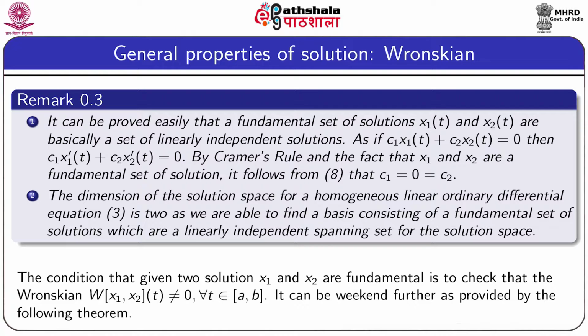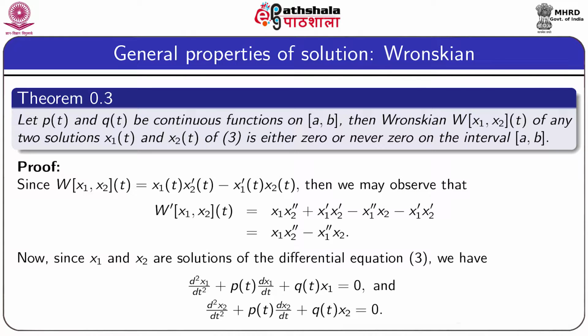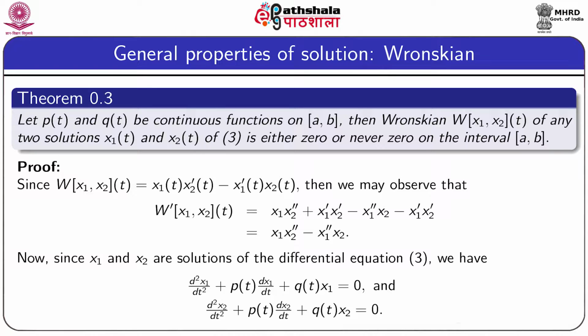We now look into the following theorem. The theorem says: let p(t) and q(t) be continuous functions on [a, b], then the Wronskian W of any two solutions x1 and x2 of 3 is either 0 or never 0 on the interval [a, b].